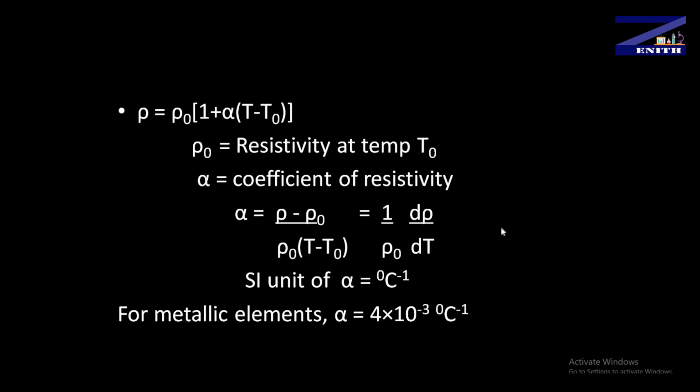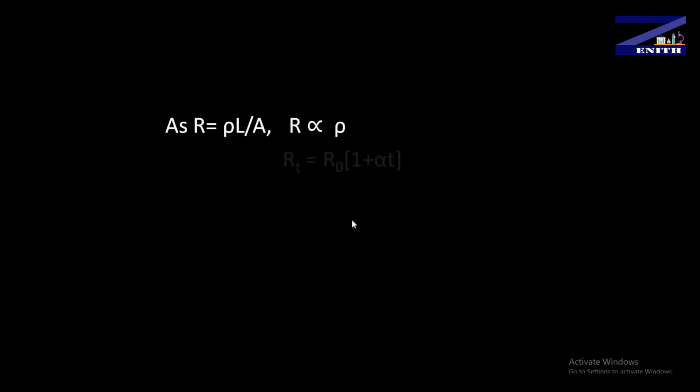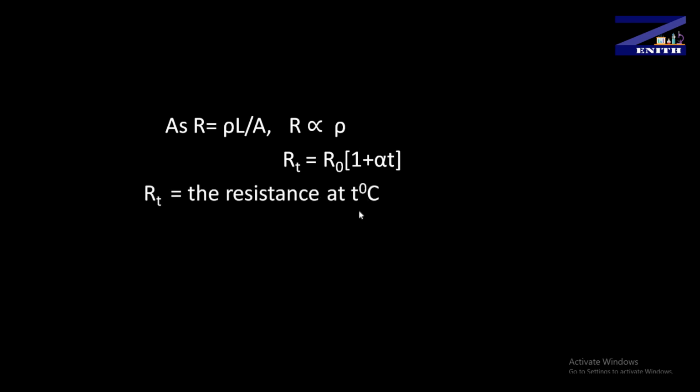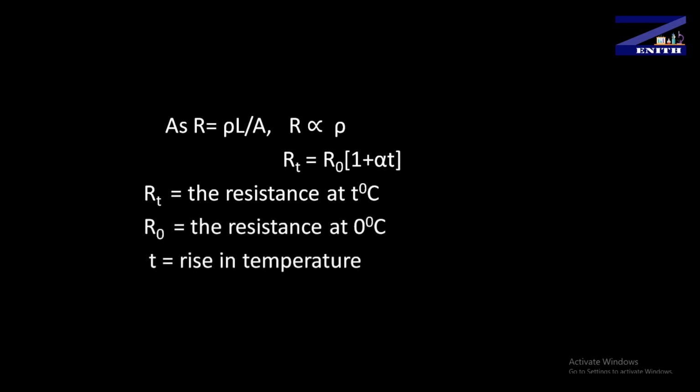Now let's understand this thing as R equals rho L upon A. From here we can see that resistance is directly proportional to resistivity, so we can write that R_T equals R naught into 1 plus alpha T, where R_T is the resistance at T degree Celsius, R naught is the resistance at 0 degree Celsius and T is the rise in temperature.